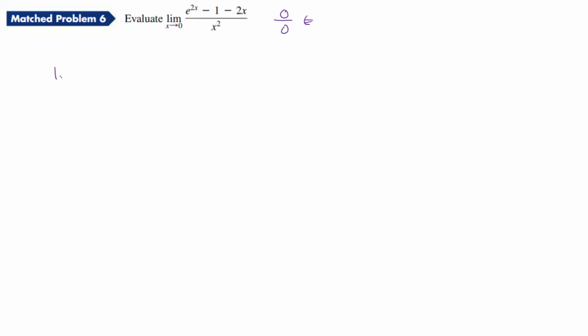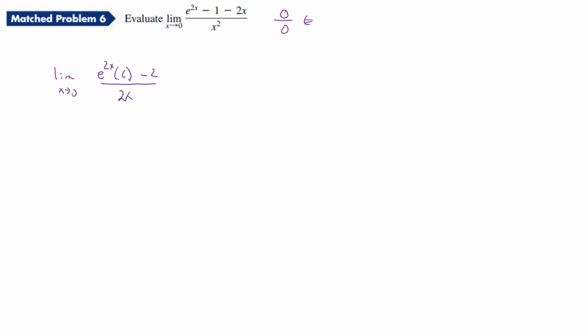So now that means let's take the limit as x approaches 0 of the derivative. The derivative of e to the 2x is going to be e to the 2x times 2, because we have derivative of e to the x is e to the x. But then we have this inside piece, so the derivative of that is 2. And derivative of minus 1 is 0, and then we have minus 2 over, this becomes 2x.